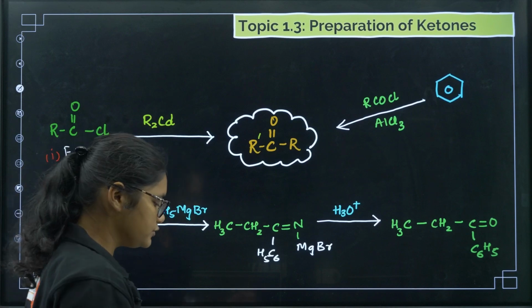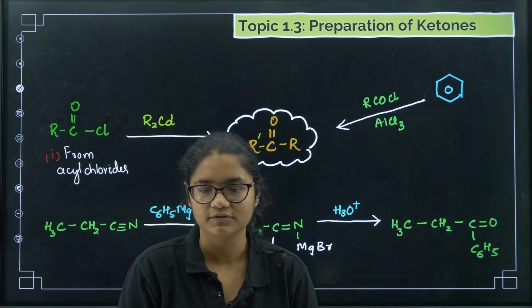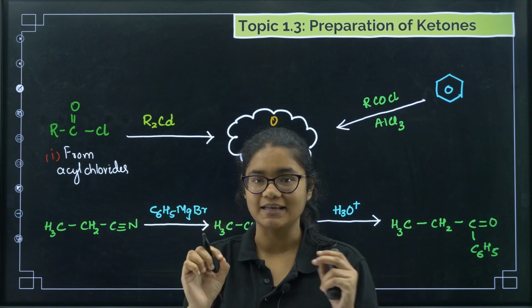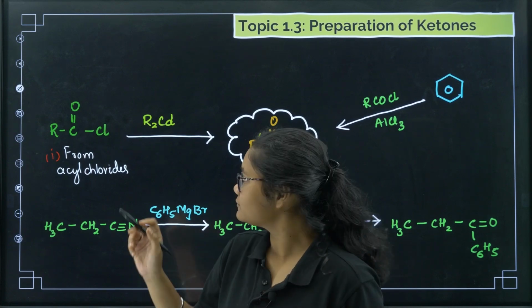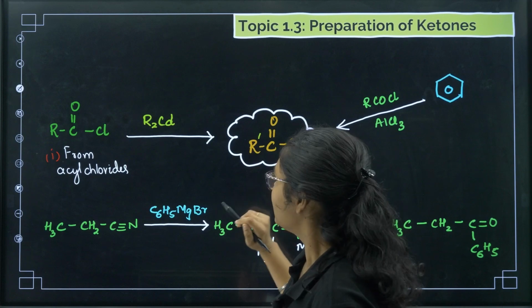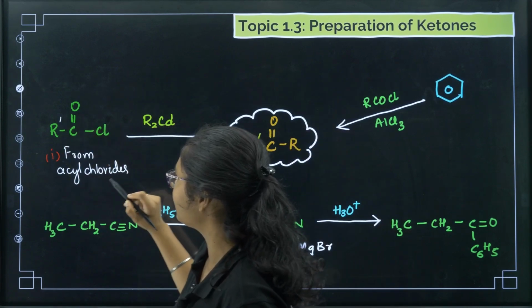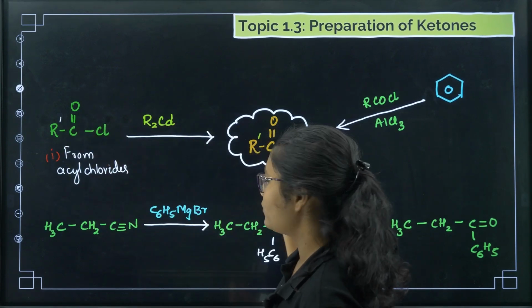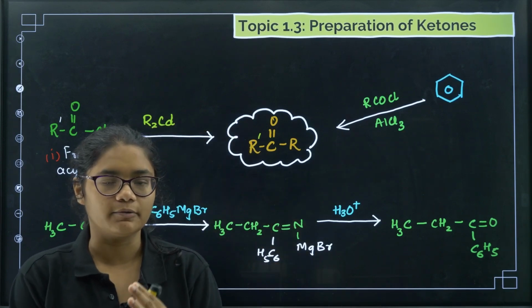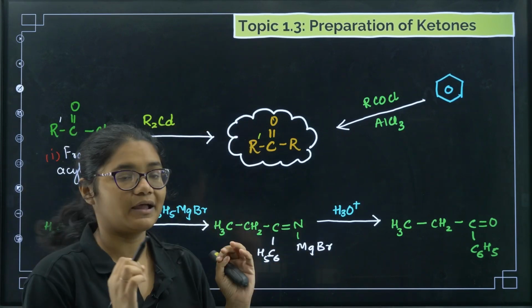Here you use dialkyl cadmium. So if you use RCOCl with R2Cd, which is dialkyl cadmium, this R will replace the Cl and we will get RCOR. I'll write it as R' so we'll get R'COR. The first one is from acyl chlorides.